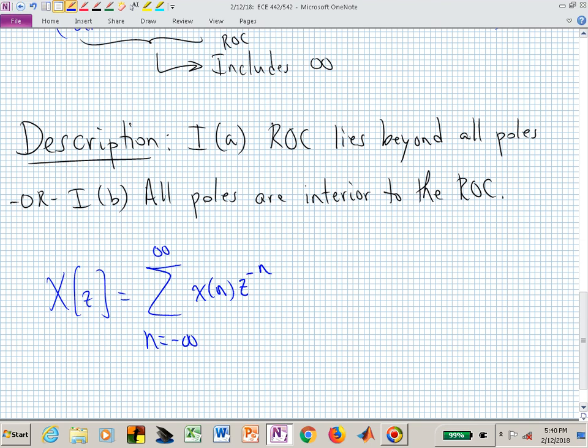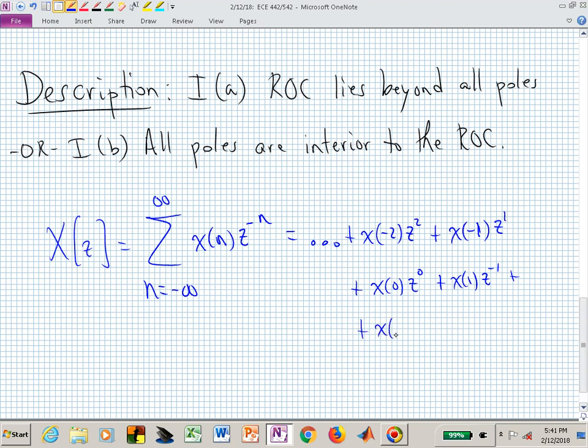That's how we've defined the z transform, which if we just started putting down the infinite number of terms in this series, we would have, coming up from the left, x of minus 2, z to the minus minus 2, which is z squared, plus x at instant little n minus 1, z to the minus minus 1, which is z to the 1, plus x of 0, z to the 0, plus x at time 1, z to the minus 1, plus x of time 2, z to the minus 2, etc. So that's the general structure from the definition of our z transform.